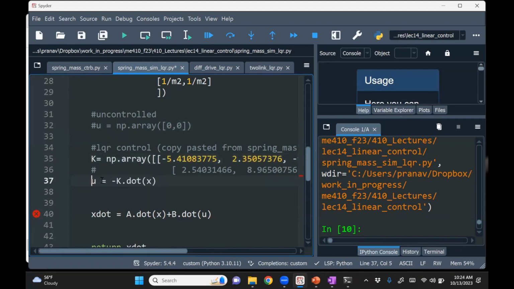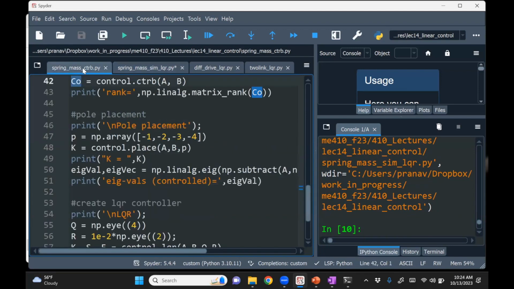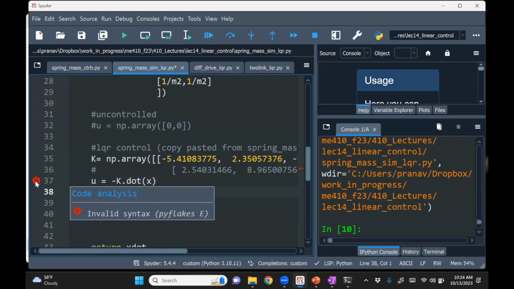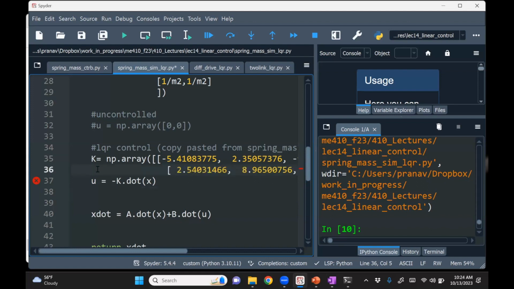Well, how did I get this gain K? It came from the previous file. I just copy-pasted the gain from here to here. Okay, so looks like there's an error. Oh, it's because of this. Okay, uncomment both, and then run this.